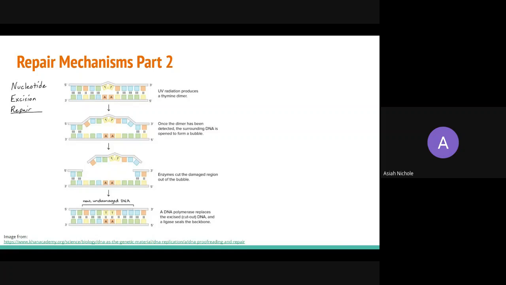I have a question. Yes. So for nucleotide excision repair, is this only in respect to exogenous mutations? Because I see the first step says UV radiation. So does nucleotide excision repair also occur if something just goes wrong in the cell, regardless of the external environment? It's usually a result of radiation.